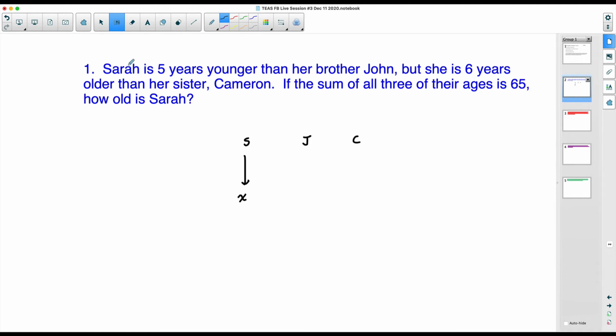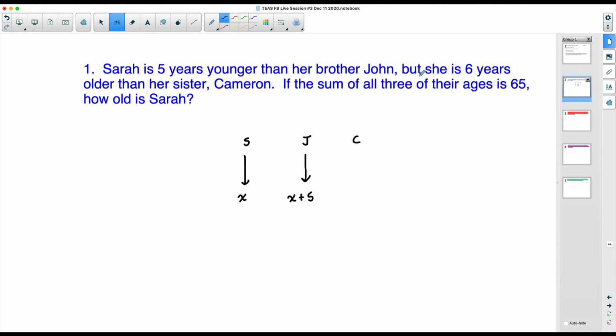So it says Sarah is 5 years younger than her brother John. Now be careful here. John is older than Sarah because it says Sarah is 5 years younger than John. Therefore, if Sarah's age is X, we would have to add 5 years to that to get John's age. Again, if Sarah is X years old, we add 5 years to Sarah's age because she is 5 years younger than John.